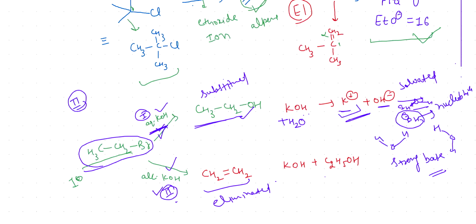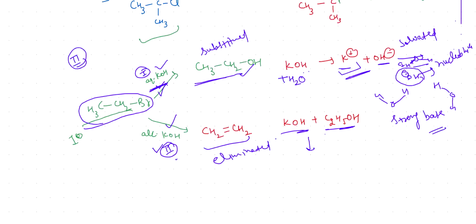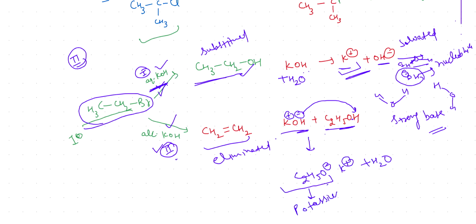See, in the case of alcoholic KOH, the KOH is dissolved in alcohol, ethanol. So what happened? K positive, OH negative. As we know, there is an ionic bond in KOH. This OH negative will abstract the proton from here and this forms C2H5O negative, K positive plus H2O. There is formation of a base, that is potassium ethoxide.